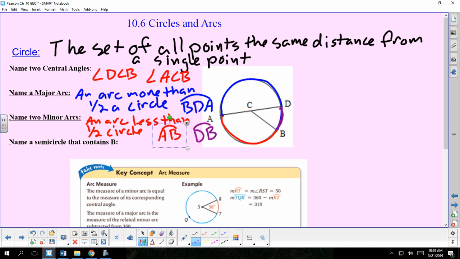And then a semicircle is simply an arc that's exactly half the circle, so it measures exactly 180 degrees. So arc ABD will be a semicircle, exactly half the circle. Any questions so far? The vocabulary of circles.